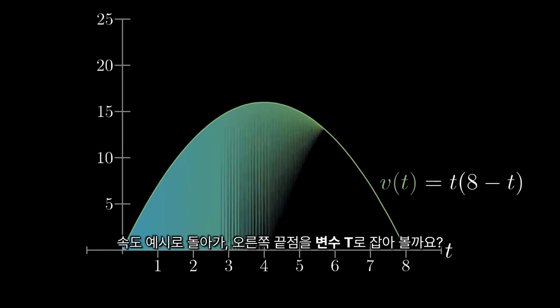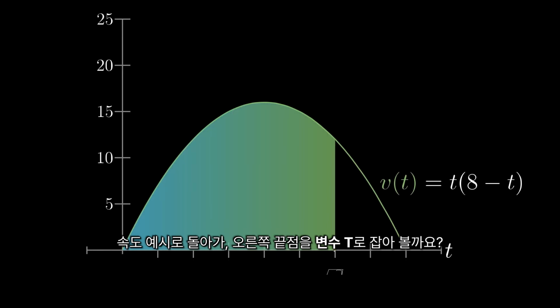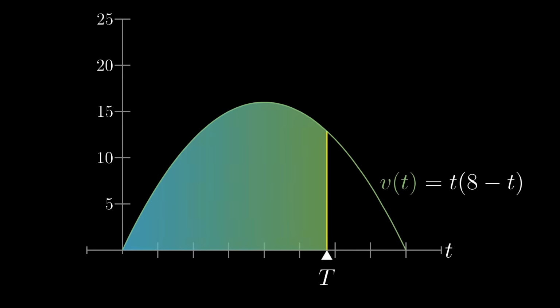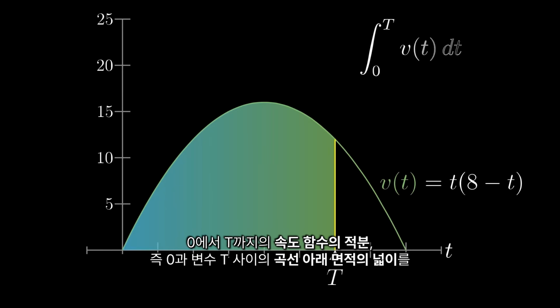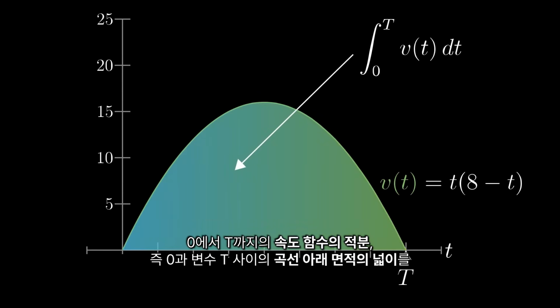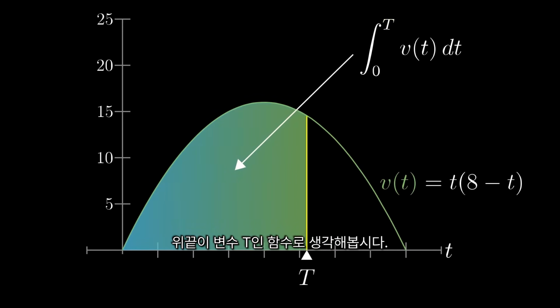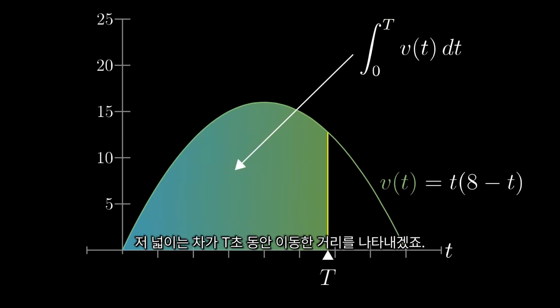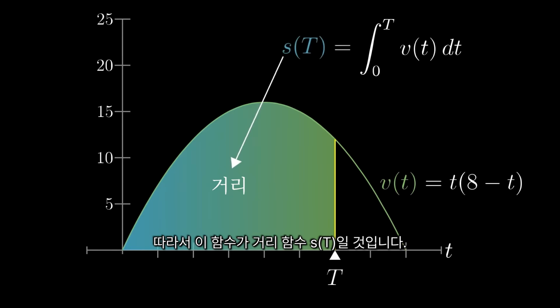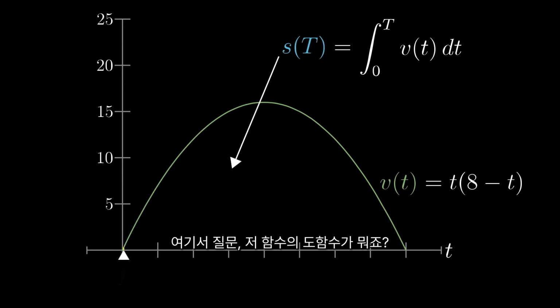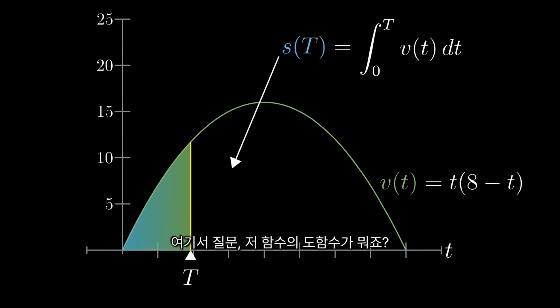For our velocity example, think of this right endpoint as a variable, capital T. So we're thinking of this integral of the velocity function between 0 and T, the area under this curve between those inputs, as a function, where the upper bound is the variable. That area represents the distance the car has traveled after T seconds, right? So in reality, this is a distance versus time function, s of t. Now ask yourself, what is the derivative of that function?